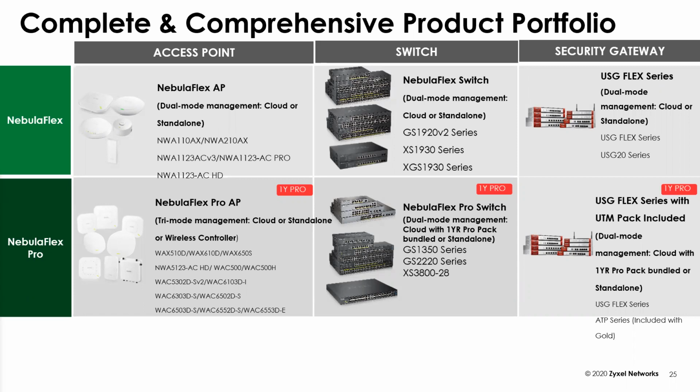And then when it comes to the USG Flex, if you buy a version which comes bundled with a UTM license, it also will include 1 year of Nebula Pro Packs. And then the ATP series gateways, those all come with the Pro Pack license bundled with them. And if at any point you renew, the Gold license also includes those Nebula Pro Pack features.